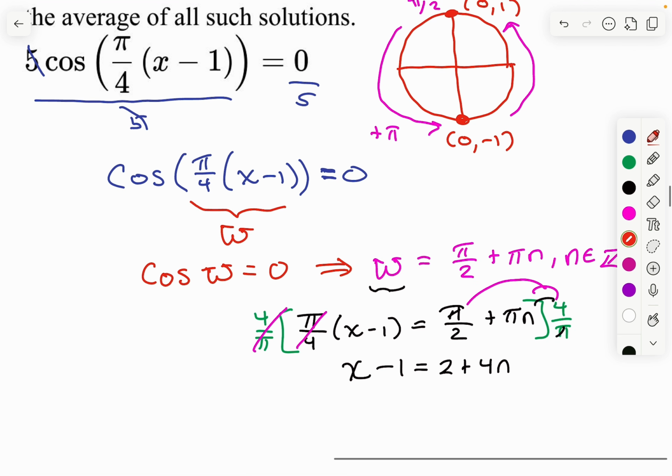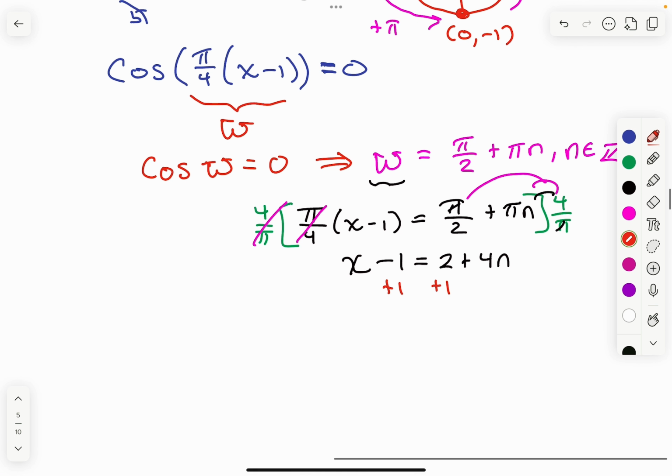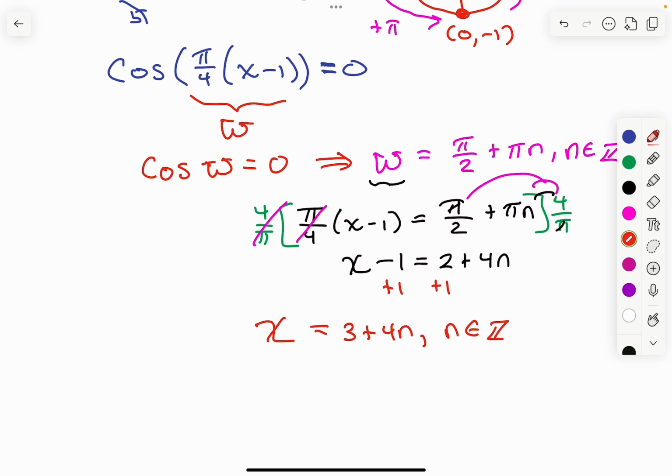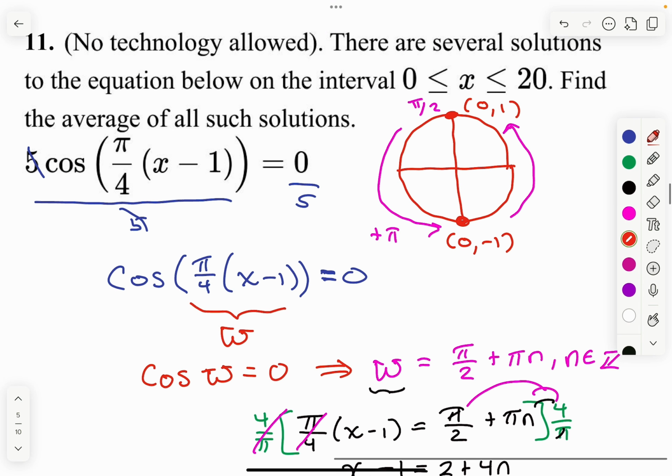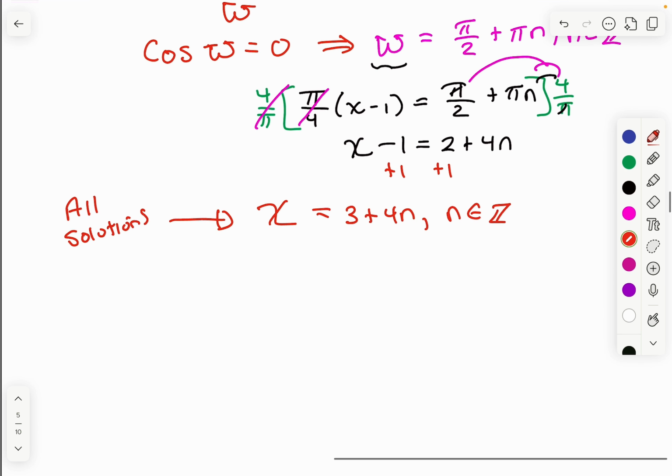And now the last thing to do is to add 1. And of course, that 1 would combine there. And so now I have a full description of all my solutions. This is all solutions to the original equation. Now, we're not interested in all solutions. We want the solutions on the interval from 0 to 20. So let's find those, and then we'll find their average.